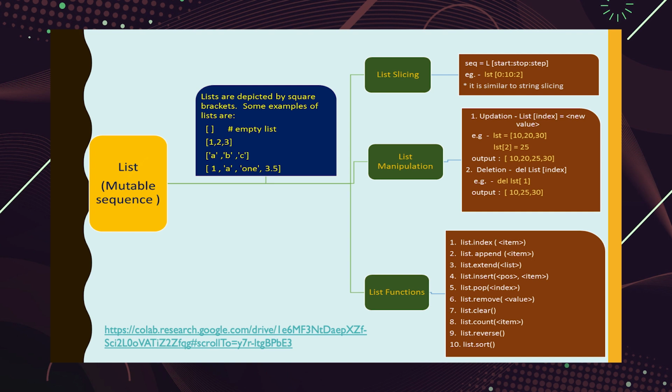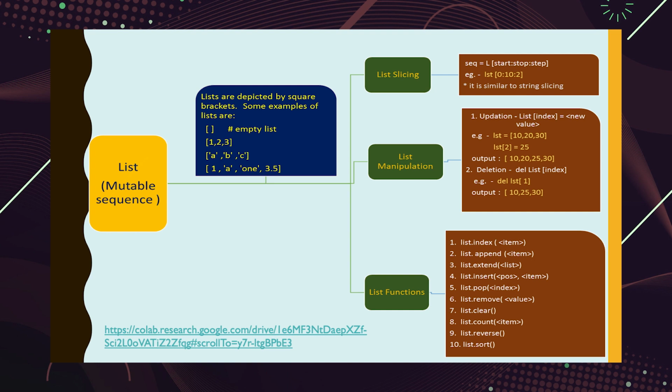Start value, stop value and step value indices are given to extract the elements of the list. List elements can be changed by assigning a new value to the index of the list where it needs to be updated. Deletion of an element of the list can be done by the del statement as shown in the example.